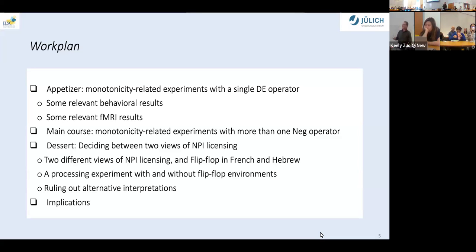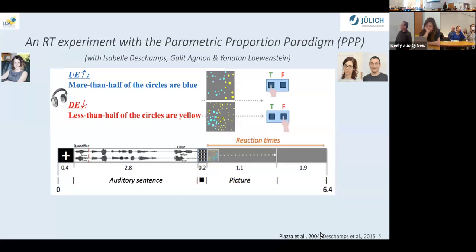And then I would put a lot of emphasis on ruling out alternative interpretations, non-linguistic ones like learning and things of that type. I think it's important if we want to connect to a broader community. So this is what's going to happen.